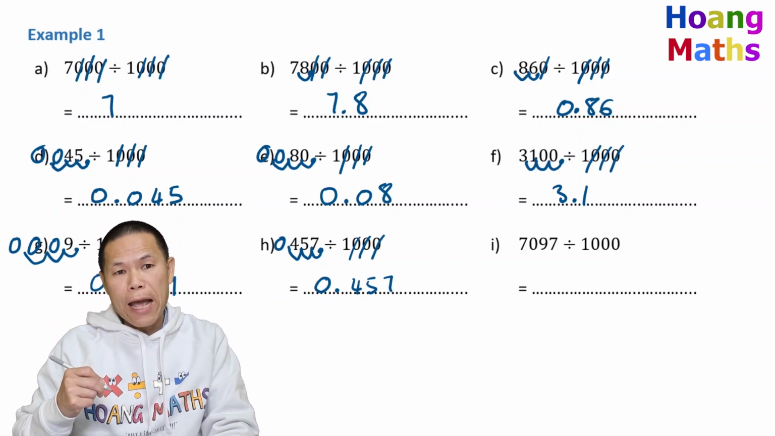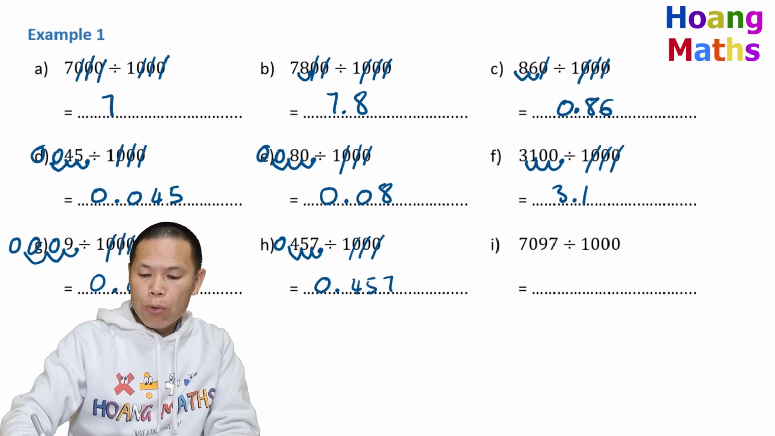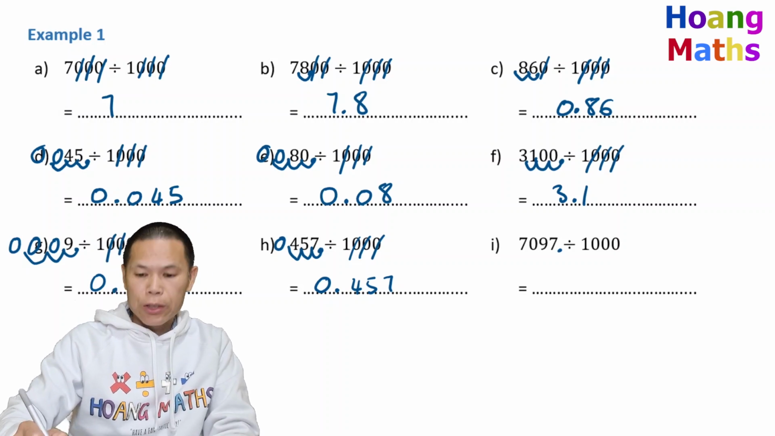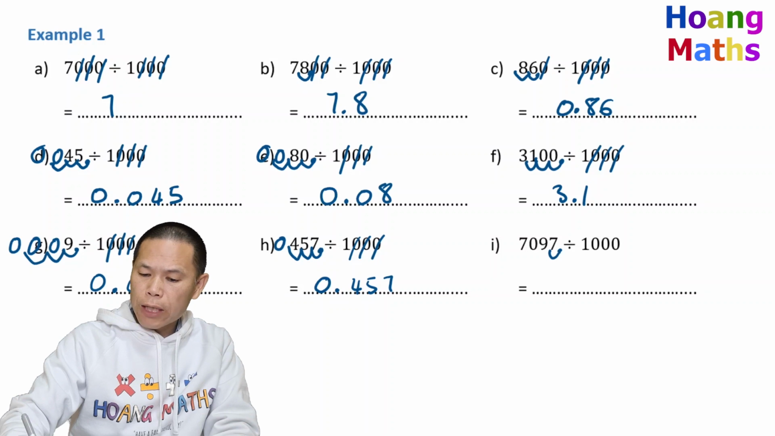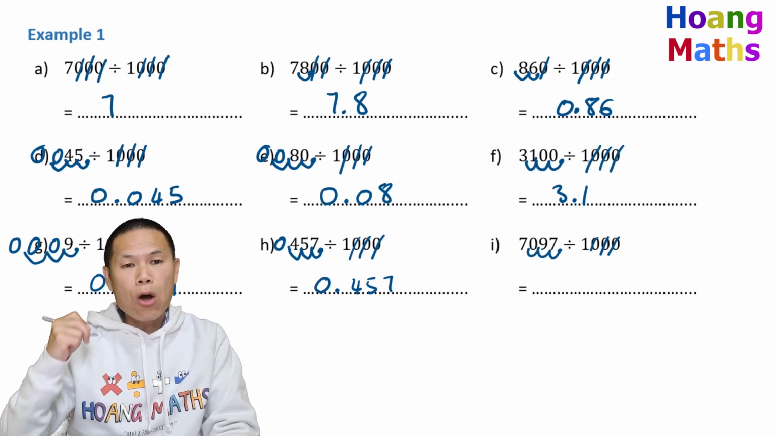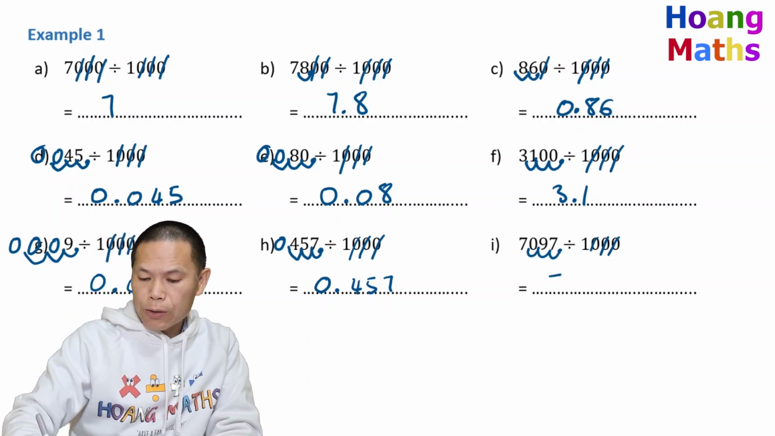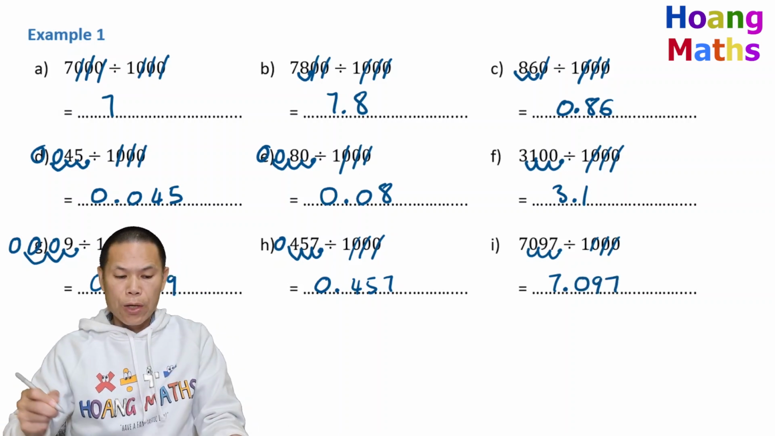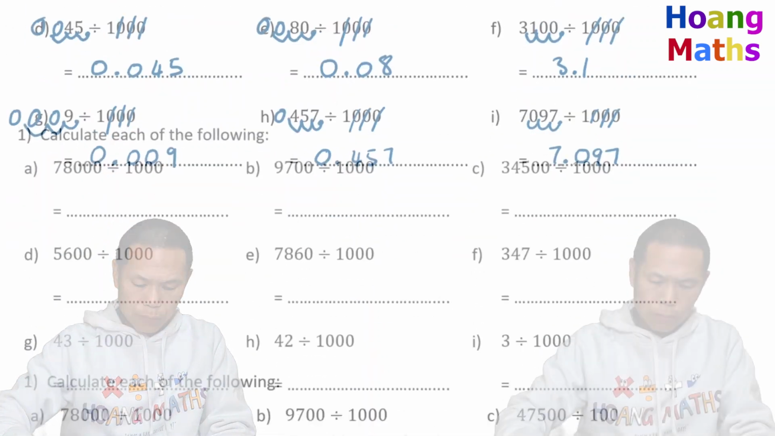We have 7,097 divided by 1,000. So this decimal point here, right at the back here. So now we just move 1, cancel this. 1, we cancel this. And 1 more unit, we cancel this. So 7.097. So there you go.